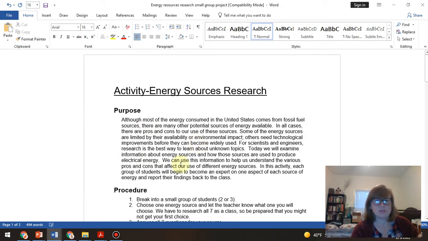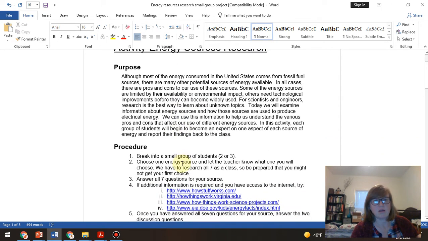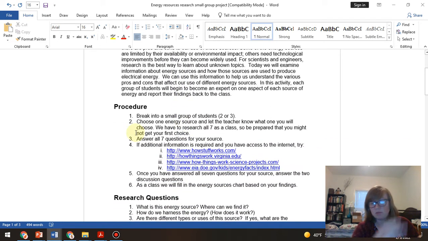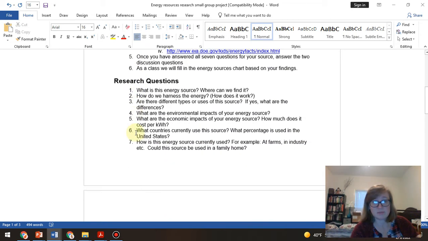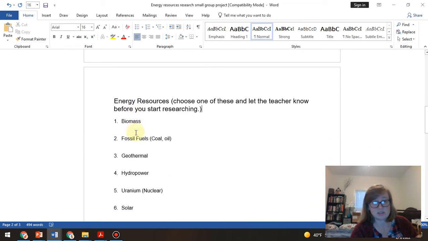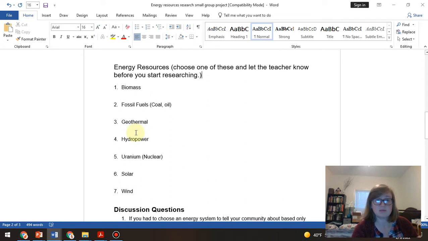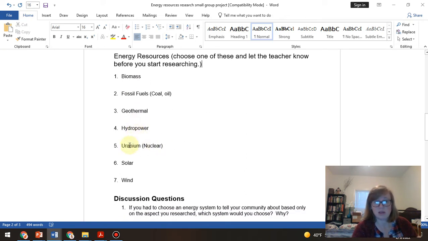So here's what you're going to do. You're going to get into a small group of 2 or 3, and you're going to choose one energy source. Okay, here are the energy sources. I've scrolled down: biomass, fossil fuels, geothermal, hydropower, nuclear, solar, and wind.